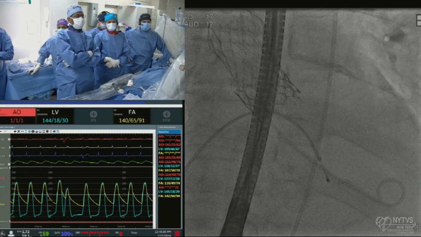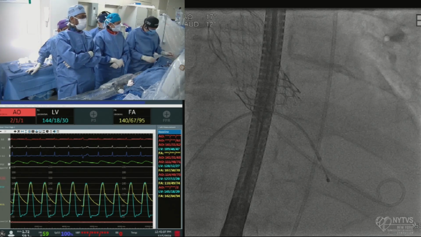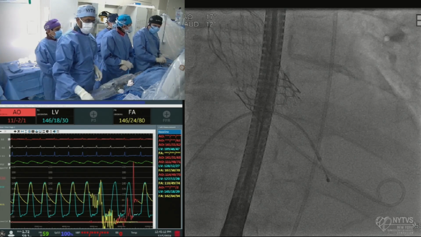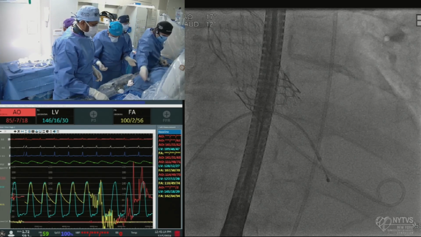Should we do an aortogram? We didn't do a gradient yet. Sure. Dr. Sharma loves aortograms. That's right.